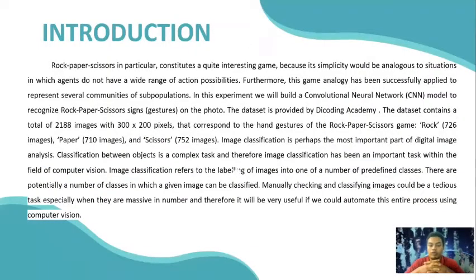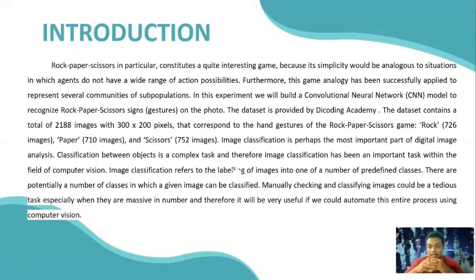Okay, for the introduction, I want to talk about rock, paper, scissors, the dataset, and image classification. First, what is rock, paper, scissors? Rock, paper, scissors is of particular interest as a game because it is the simplest analog to situations in which agents have a range of action possibilities. Furthermore, this game analog has been successfully applied to represent several communities and subpopulations.